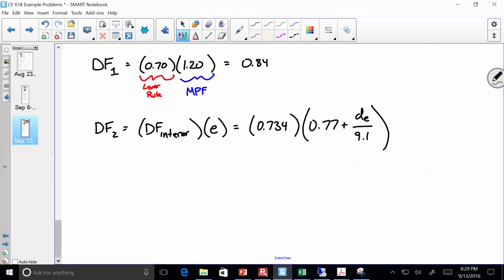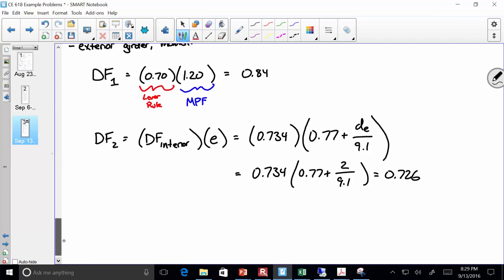So down here, this comes out to be 0.726. Okay, so maybe what I'll do, let me say 0.734 times 0.77 plus 2 over 9.1, which is 0.726. I wanted to write it out so that we had it. All right, so far, so good? Okay, so that's moment.